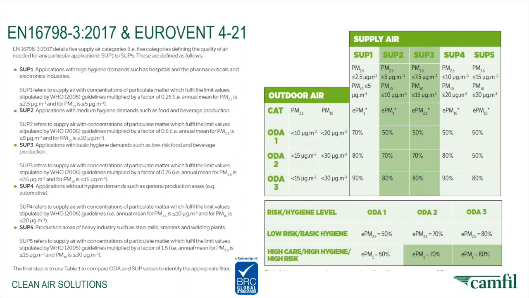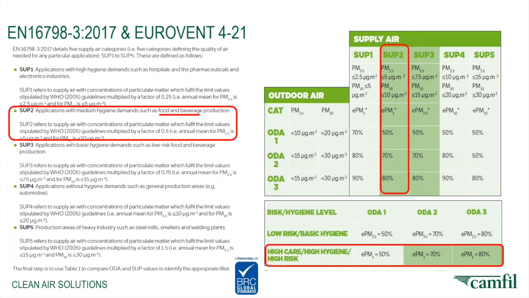What's important to note here is supplier 2, and the reason for that is food and beverage production is specifically referenced within supplier 2. So what this tells us is that the quality of filters that we use for high care, high hygiene, and high risk zones should be at minimum EPM1 50%, all the way up to EPM1 80%, depending on the outdoor air quality.